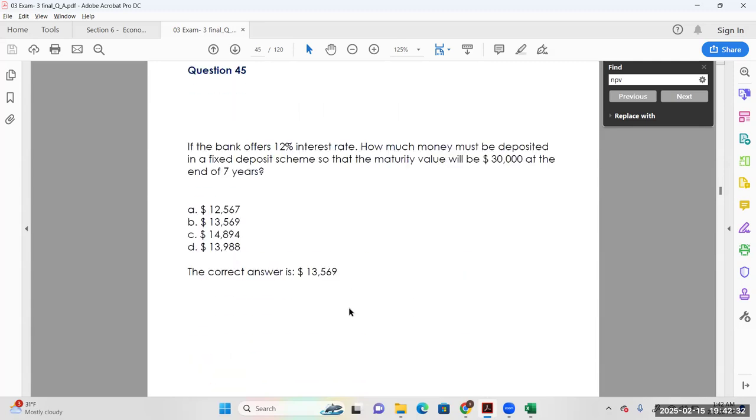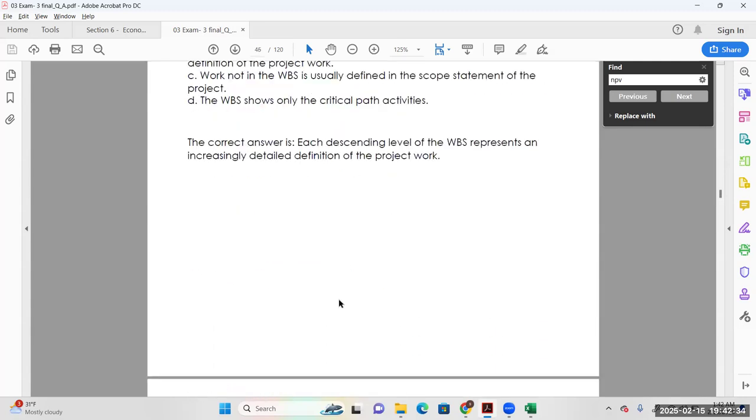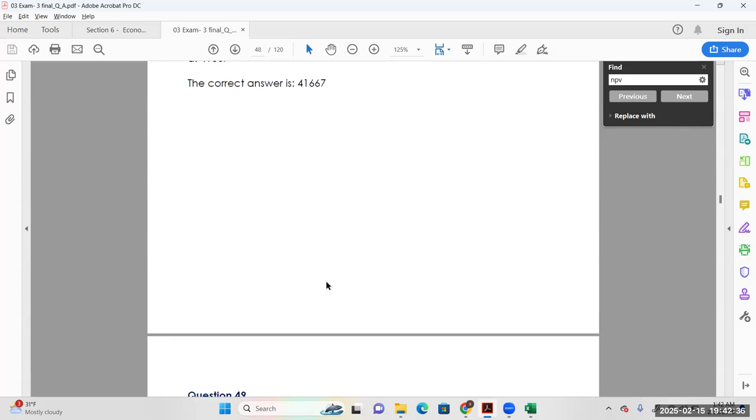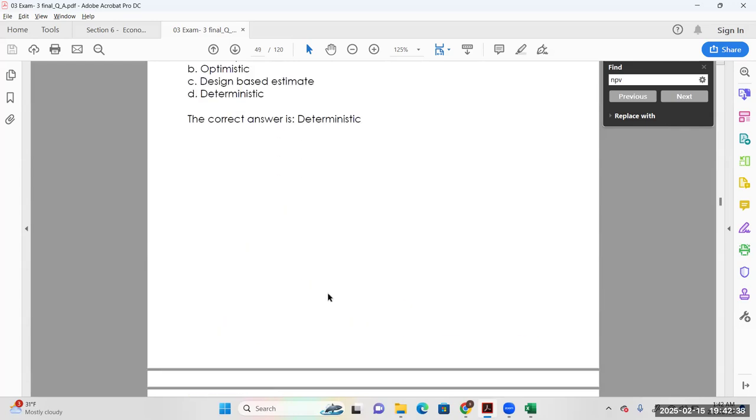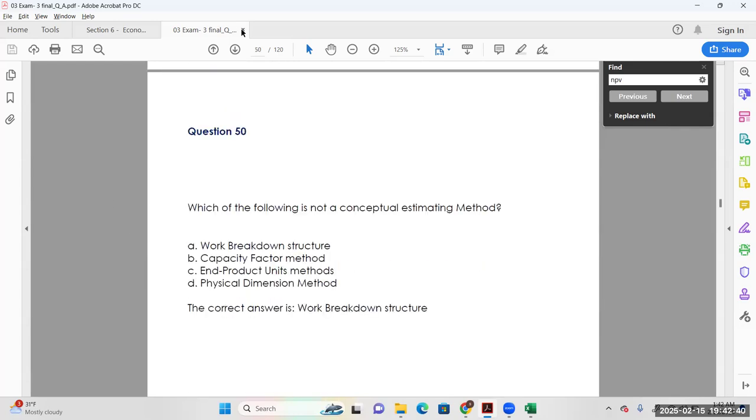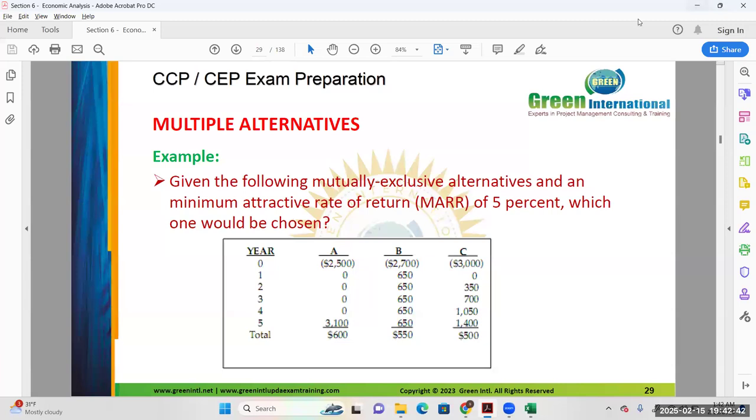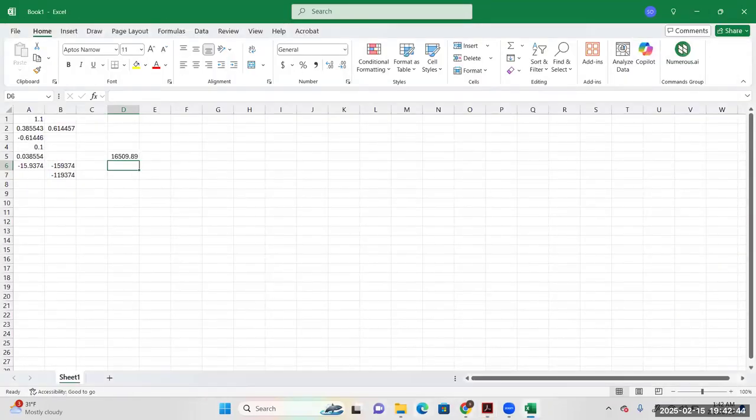Now we will do some questions with the depreciation, all this stuff. In the last class, I talked about the depreciation also.